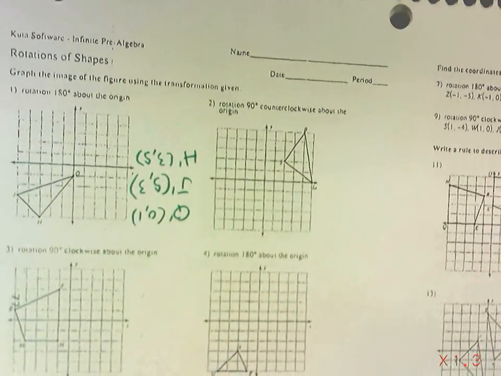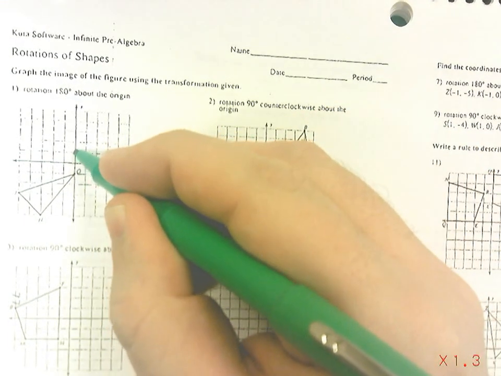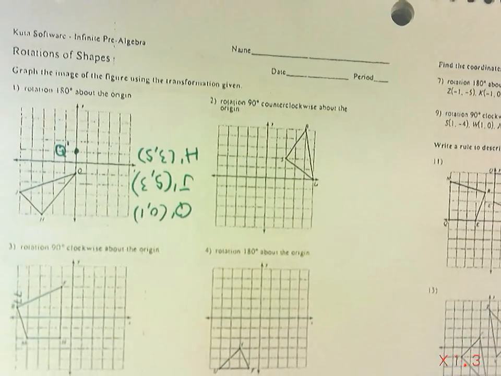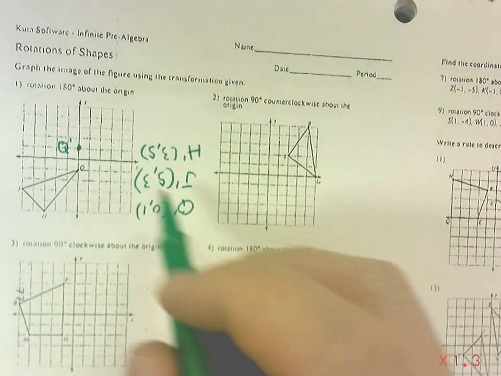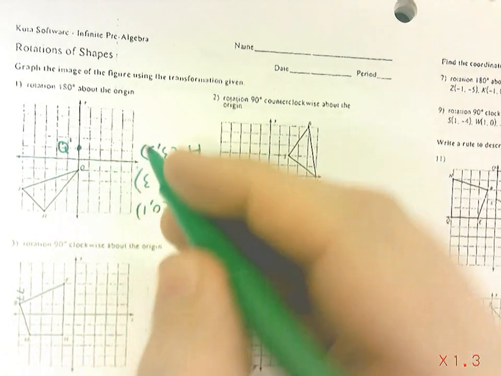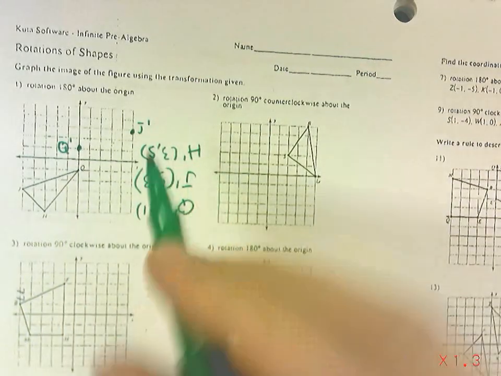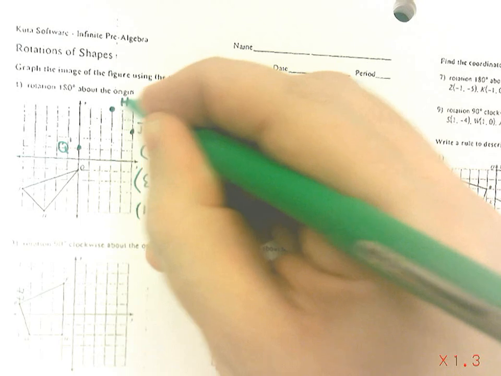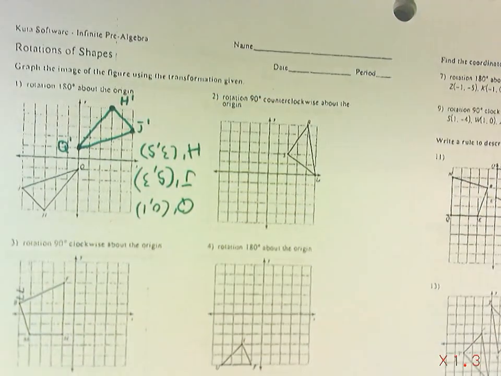So let's just hurry and graph those. So Q was at (0, 1). So this is Q prime. Remember to label everything when you graph it. Okay, Q prime. J prime was (5, 3), so (5, 3), J prime. And then H is (3, 5), H prime. There's the new rotated shape.